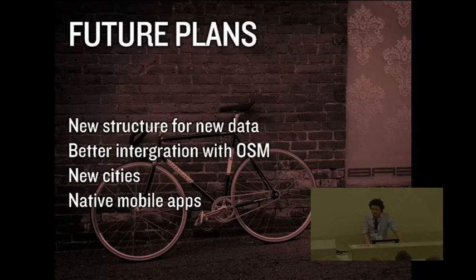So this is the state of the project for the moment. Our future plans are to rework the structure for new data, and also to do it in other cities that have other problems like elevation and a different structure of the city with different issues. We want to have a better integration with OpenStreetMap, and we are going to ask around how we can do it. And we want to develop native mobile apps in order to have better applications that can be used also while moving around, while at the moment we have mostly web applications.